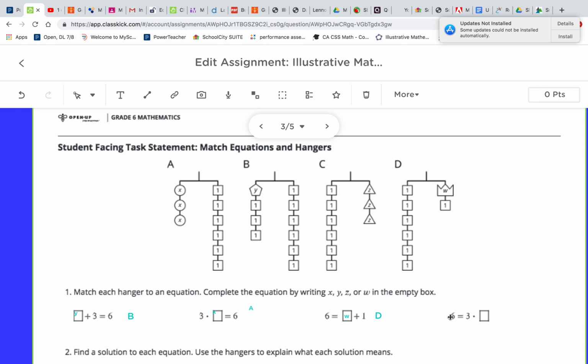And then for the last equation, 6 equals 3 times an unknown. You can see there's only one left here, and I suppose we could have more than one matching up since they didn't specify that in the directions. But in this case, you can see here that yes, it is going to be C. 6 is the same thing as 3 times this unknown. So hanger C is going to go with this equation, and the letter that's going to go in the box is going to be the Z. So I'm going to put Z here.